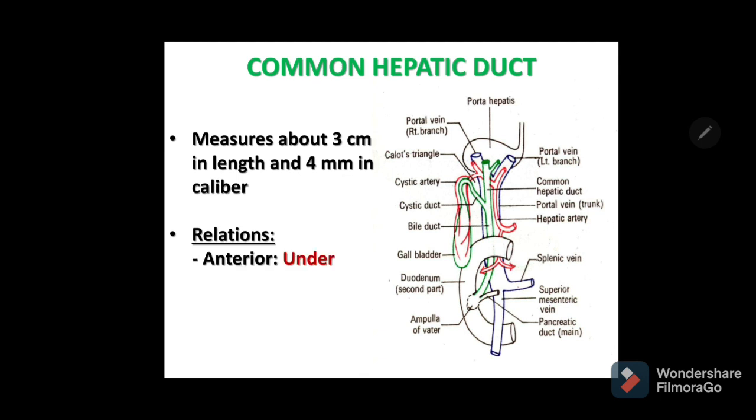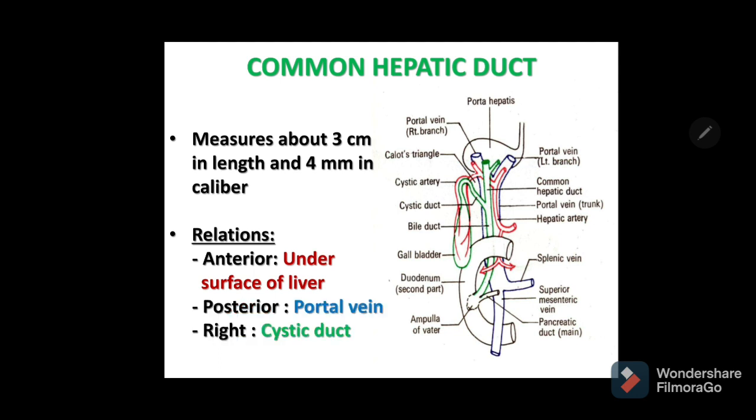And once you notice the relations, anteriorly it is related to the undersurface of the liver, and posteriorly the portal vein. Anteriorly and to the right is the cystic duct, and to the left the hepatic artery.